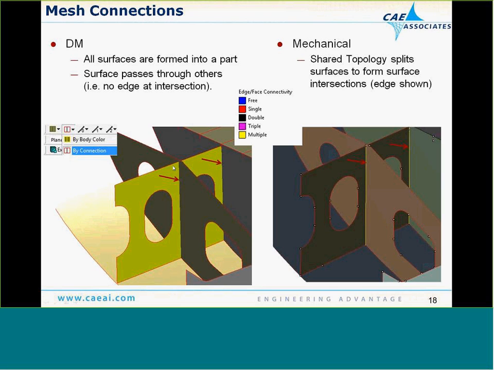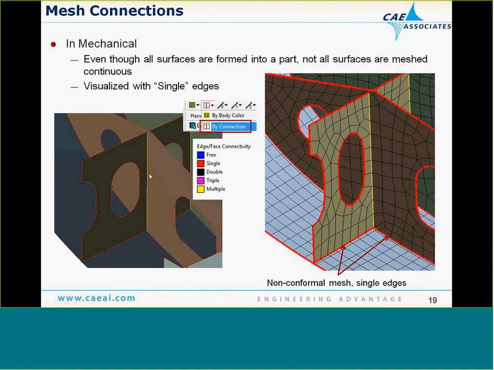So in Design Modeler, you can form these into a part. If you do that, then when it comes into Mechanical, it will create the edge that's in there. So it will slice up the surfaces to form this connection in there. So that's nice. If you brought that geometry into Mechanical with shared topology from Design Modeler, you'd get this mesh that's shown here where it's connected, and you get a yellow line here.